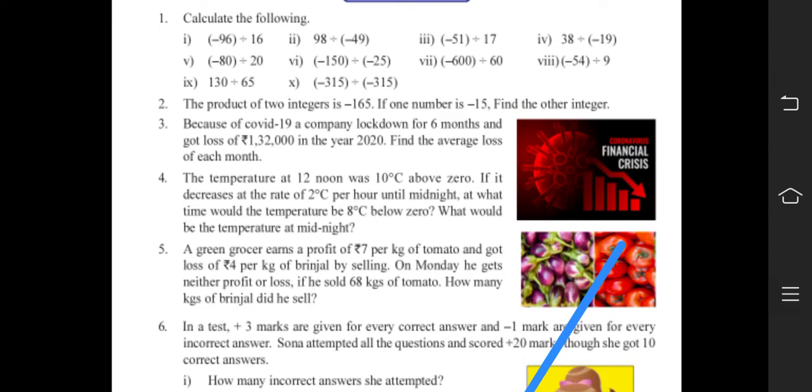And next, what is given? Profit earned by selling 1 kg tomatoes. How much? 7 rupees.